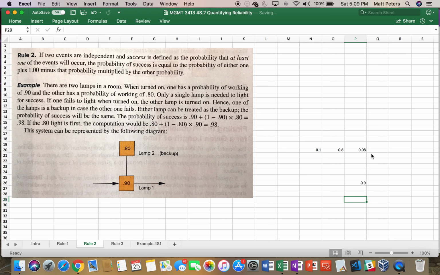Then to get the probability of this whole system working, you add these together. 90% that's going to work, 0.08 that'll work. So the chance of this entire system working is 98%. So you've got lamp 1 had a 90% chance of working, lamp 2 80% chance as the backup. If this doesn't work, that will try to work. There's a 98% chance that this system will work and one of these lamps will turn on.